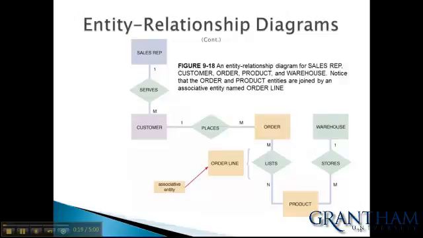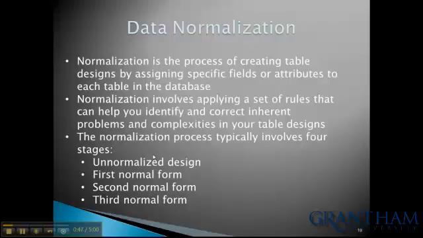One sales rep can serve many customers, and one customer can place many orders. Many orders can be listed on many different order lines, and many orders can list many products. One warehouse can store many products. So that's how you would read that particular diagram.